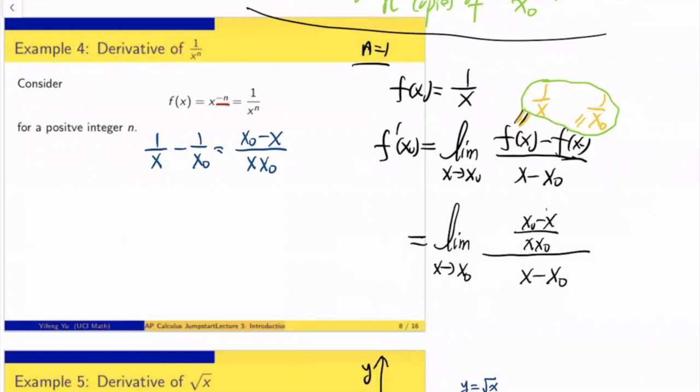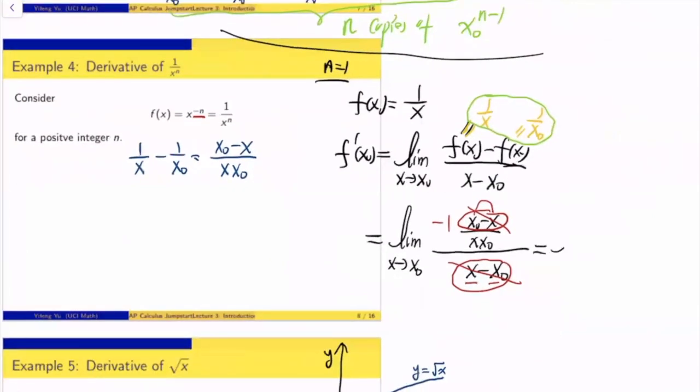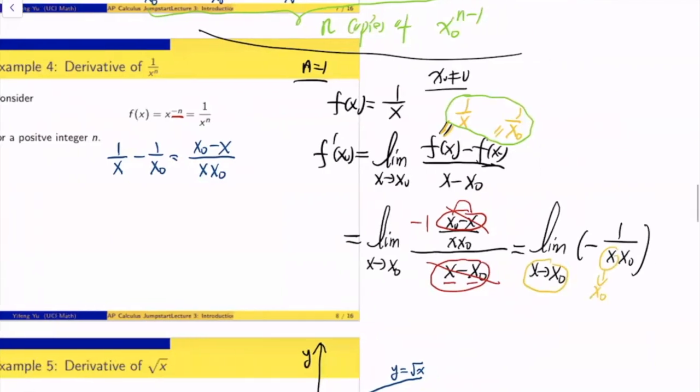Now again, you spot the cancellation. These cancel with each other, but because this is x minus x zero and this is x zero minus x, a negative sign comes out. So this is the limit as x goes to x zero of negative 1 over x times x zero. Of course, x zero is not zero, otherwise it's not defined. Now when x approaches x zero, this just gets replaced by x zero, so what you have is negative 1 over x zero squared.